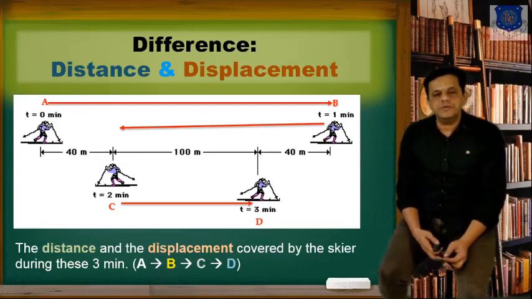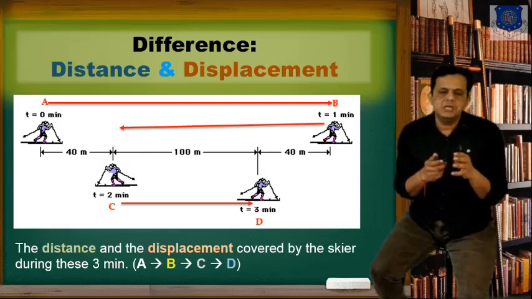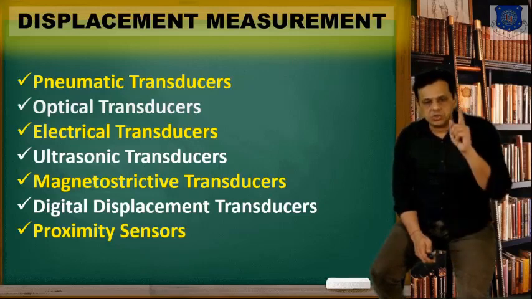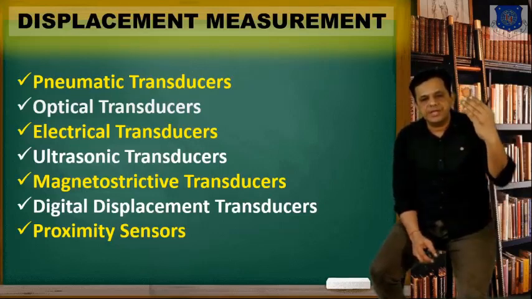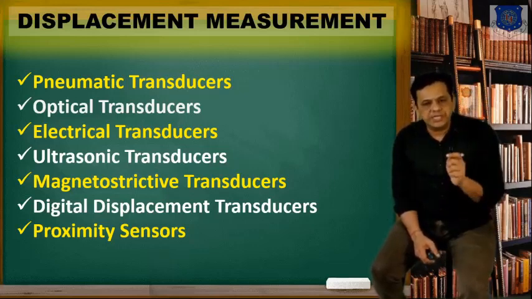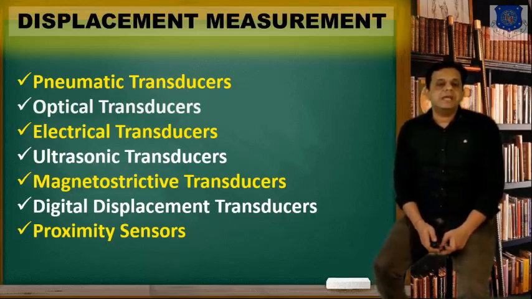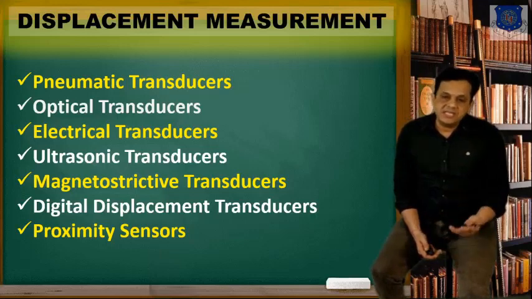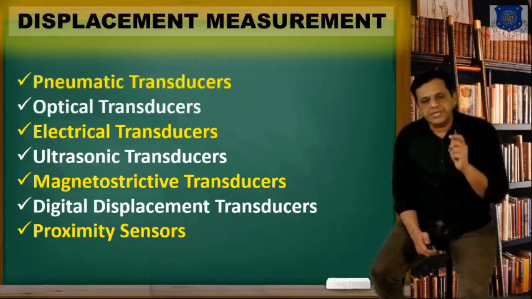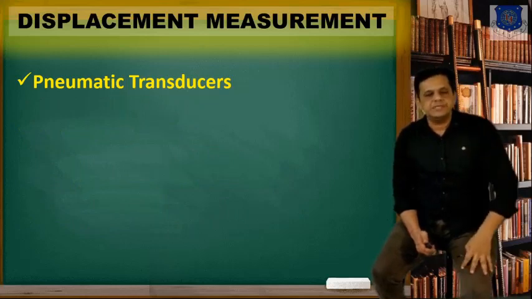By this we will be talking about displacement measurement. Normally people always miss differentiating between distance and displacement. Displacement measurement can be done by various methods and sensors that I listed here: pneumatic transducers, optical transducers, electrical transducers, ultrasonic transducers, and magnetostrictive transducers. Then we will have digital displacement and proximity sensors. Today we will be talking about pneumatic transducers, and the rest will be coming in upcoming sessions.